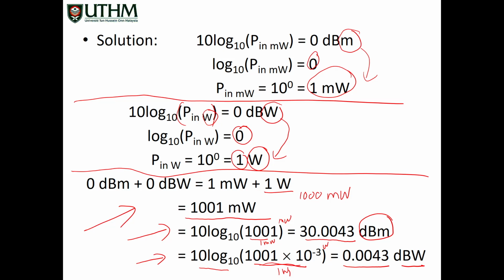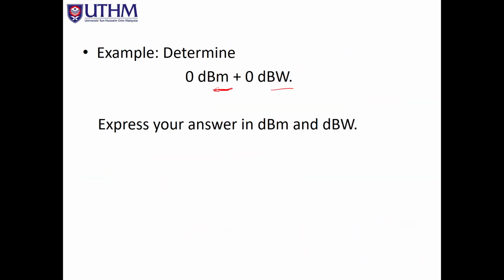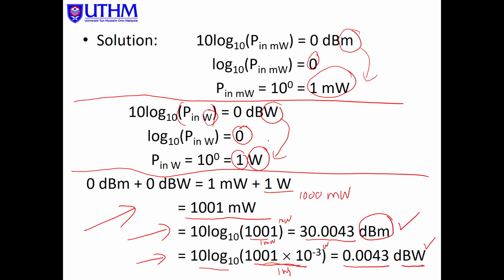So which one? The answer can be dBm, or the answer also can be dBW. It's up to you, depending on the question. Because the question asks in terms of dBm and dBW, the question asks both: find the value in dBm, find the value in dBW.